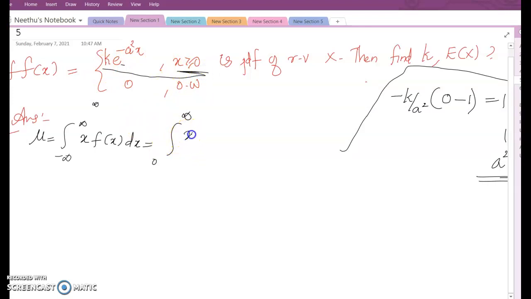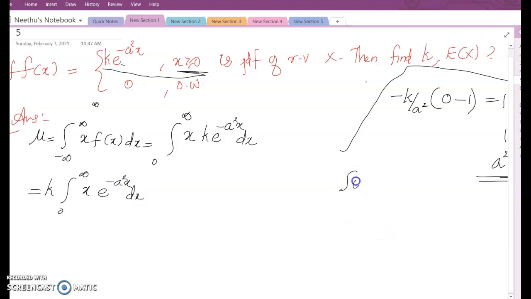The integral from 0 to infinity of x times k e^(-a²x) dx, that is equal to k times the integral from 0 to infinity of x e^(-a²x) dx.